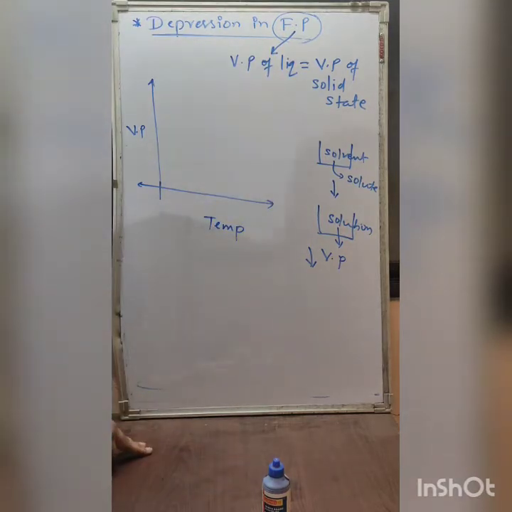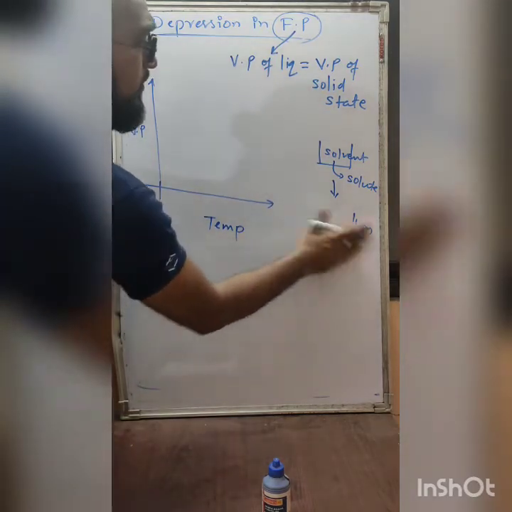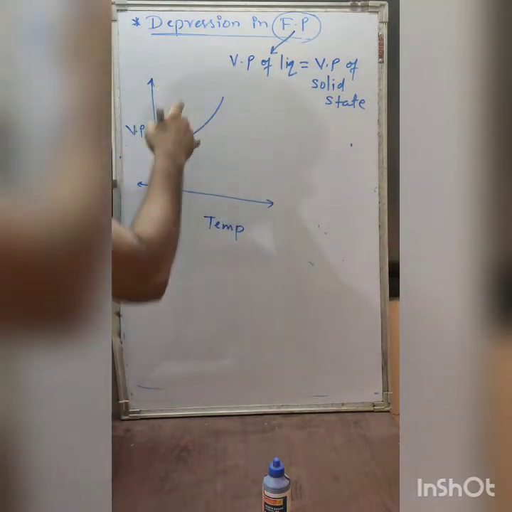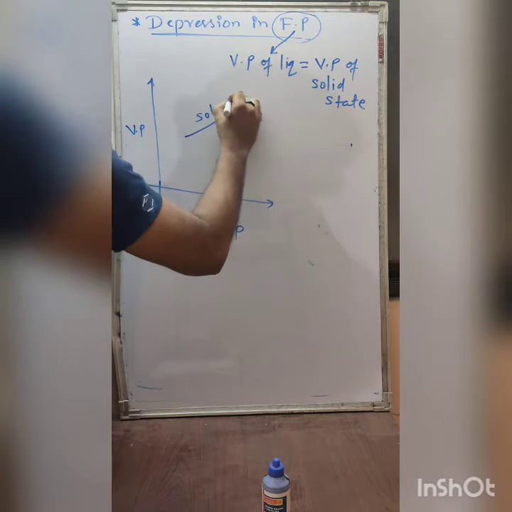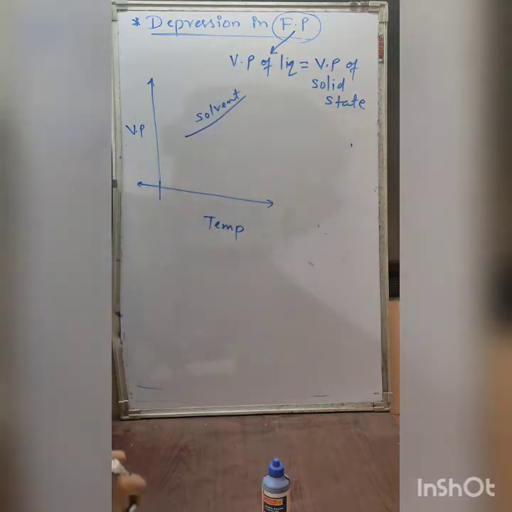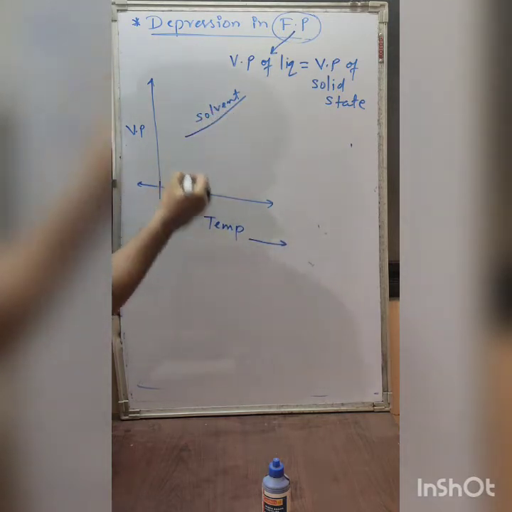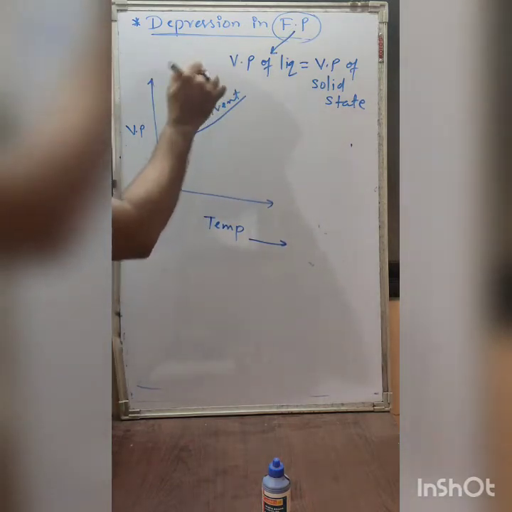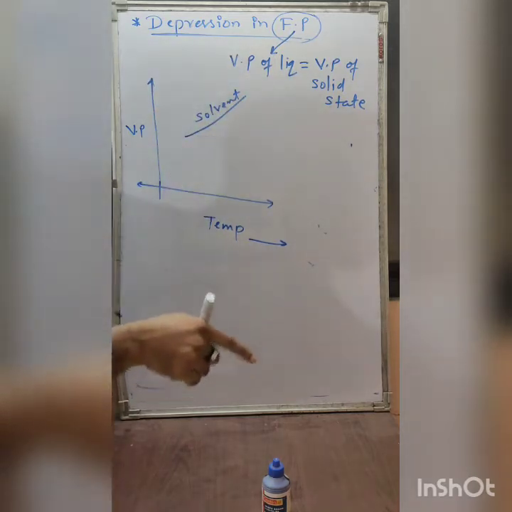What happens to the vapor pressure? It decreases. We have seen this in the first colligative property, called lowering of vapor pressure. Now suppose I have taken a curve here. This curve is for the solvent, the volatile solvent. As we know, with increase in temperature vapor pressure increases. If we keep increasing the temperature, what will the vapor pressure do? It will increase.